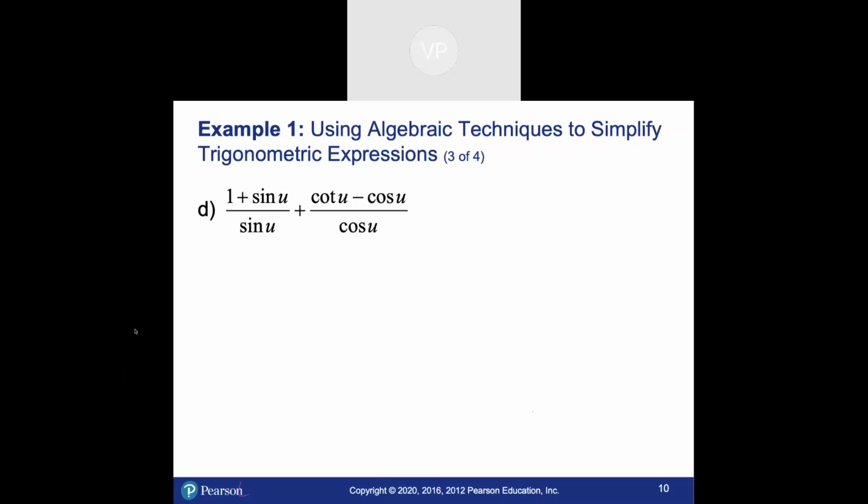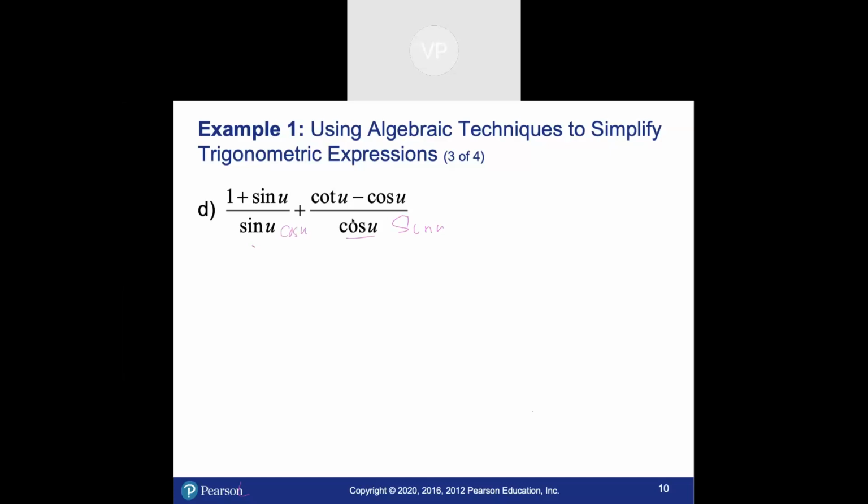So in this problem, what I'm going to do is I'm going to shoot for getting a common denominator. Okay, so remember how we do this. This denominator is sine, this is cosine. The common denominator is, well, if this one on the left has a sine, I need to put a sine over on this one. And then if this one has a cosine, I need to put a cosine on the other one.